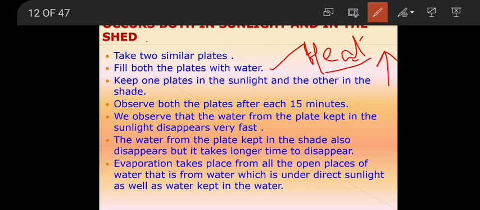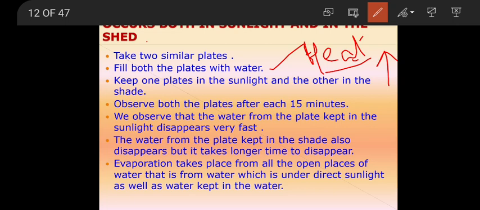So from this we can understand that evaporation takes place everywhere but not at the same speed or rate. In direct sunlight, evaporation is very fast. And for evaporation, there is another special factor: the area. Suppose you spread the clothes, then the clothes will dry up fast. If you simply keep the clothes without spreading, the cloth will not dry faster.